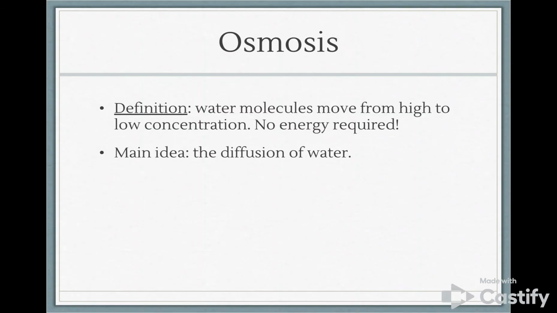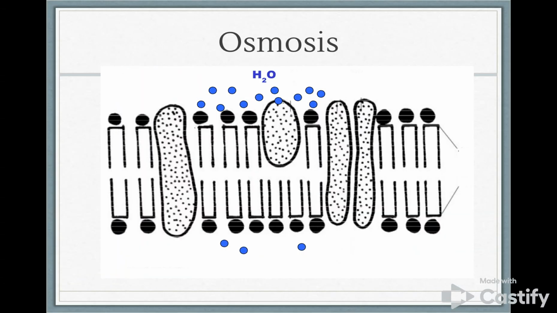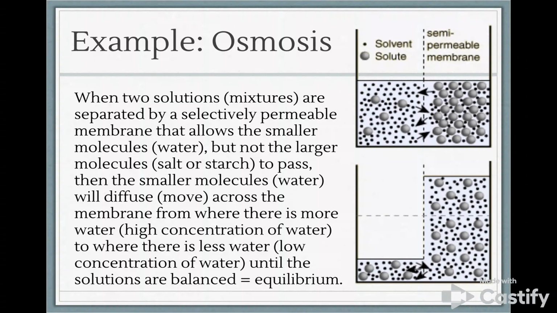Now, it's almost the same thing as regular diffusion, but in reality, it actually looks quite a lot different. But it's really just the diffusion of water. So water will move from where there's a high concentration to where there's low concentration, right through that cell membrane. Here's why it looks different in real life.